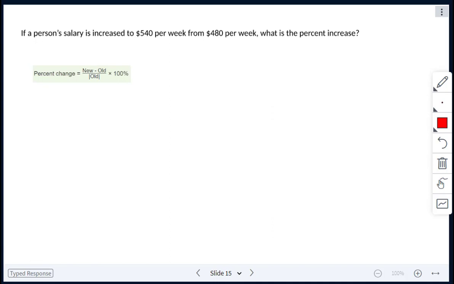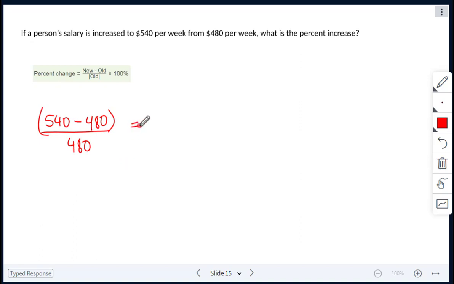So our next type here, if a person's salary is increased to $540 per week from $480 per week, what is the percent increase? So for a question like this, you can just take your new, subtract it from the old, and then divide it by old, and then multiply by 100%. All right, so the new salary is $540, and the old salary was $480, and then we just divide it by the old salary, which was $480. All right, and then we just make sure we do that subtraction first.